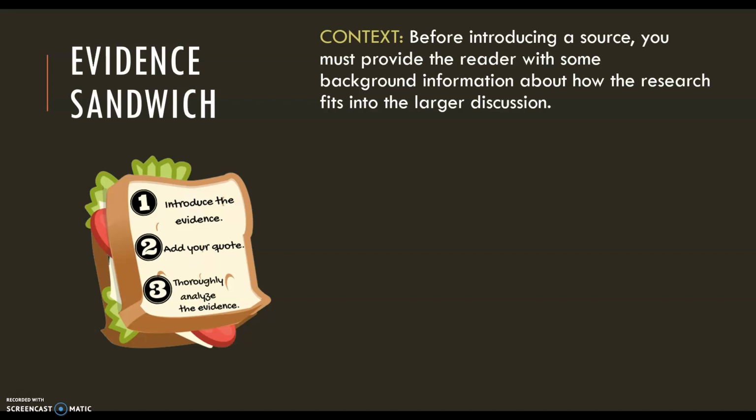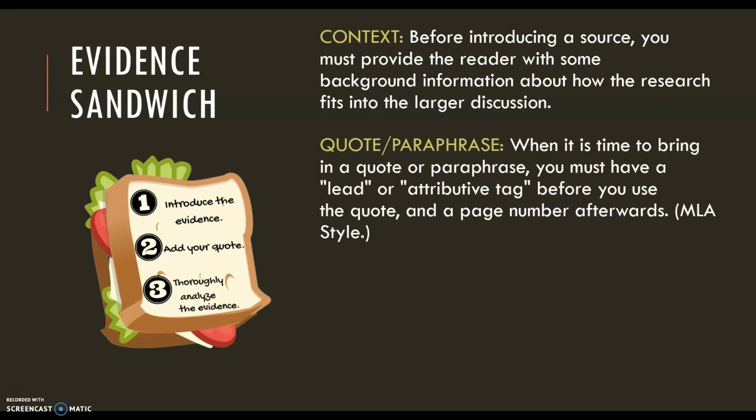It can be a sentence that shows how this is related. A lot of the times your evidence will already be grouped under a topic sentence, and that establishes the context of the evidence you're going to include, as you will see in the sample paragraph that we're going to look at shortly. And then we bring it in with the quote.